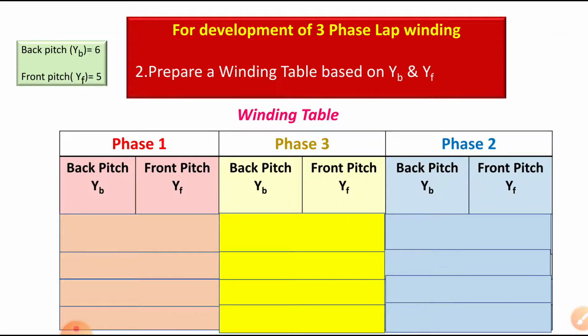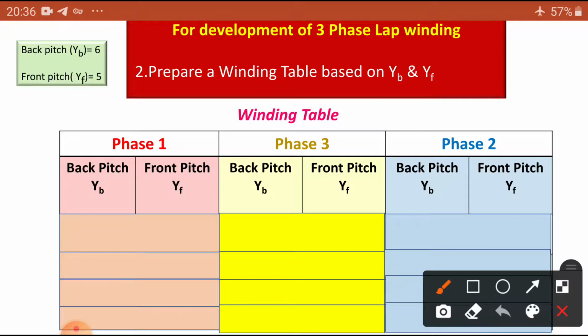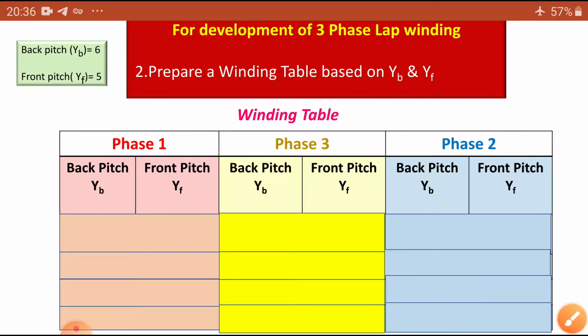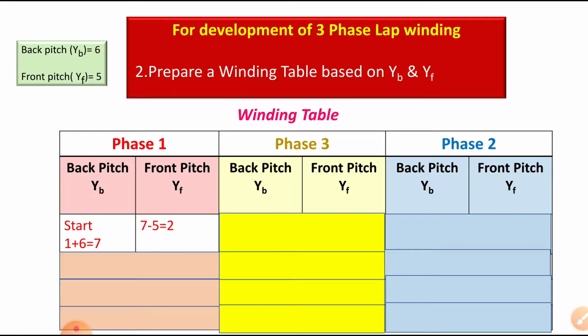So, here you can see the division of phase 1, phase 2 and phase 3, maintained 120 degrees apart in phase frequency. Okay, so we discussed that. Now, back pitch and front pitch: in the first case, with back pitch, I start with conductor 1. Okay, so let us do that one.